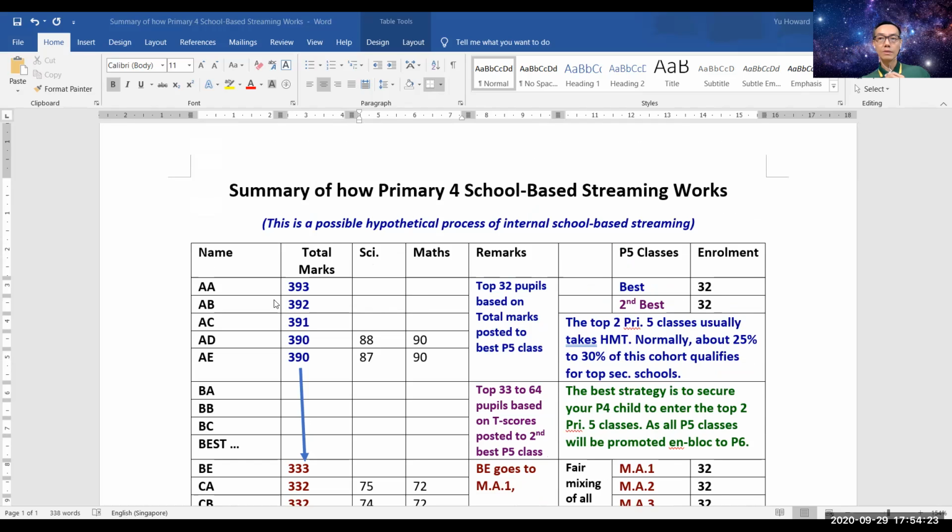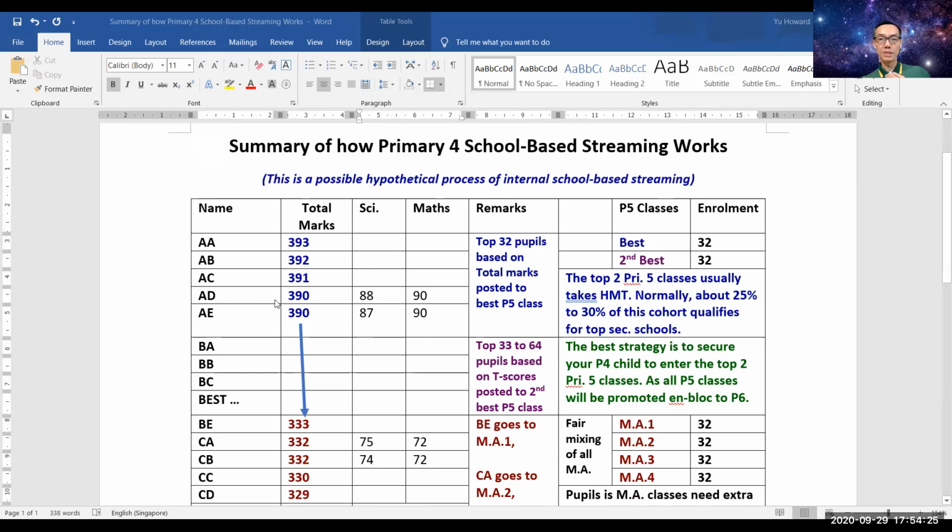This is how the teachers will gather together in the so-called P5 promotion exercise. At the end of every P4 examination, the school computer system will generate a score sheet where the marks of the students are tabulated from the highest to the lowest. Let's assume these hypothetical names, A and so on down here. And the top student has a total score of 393 out of 400.